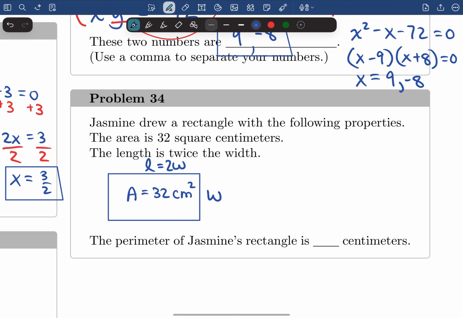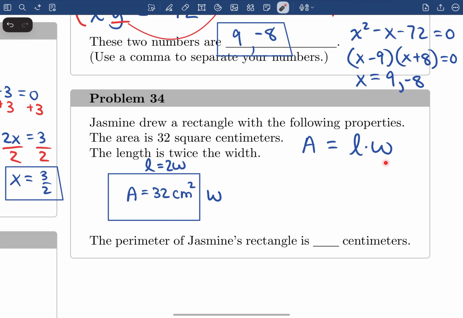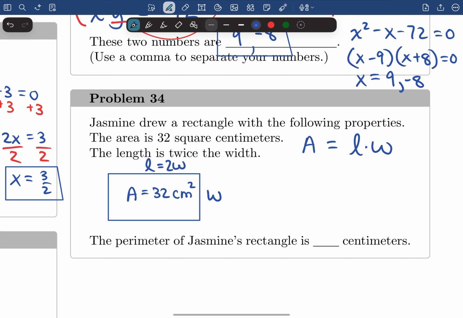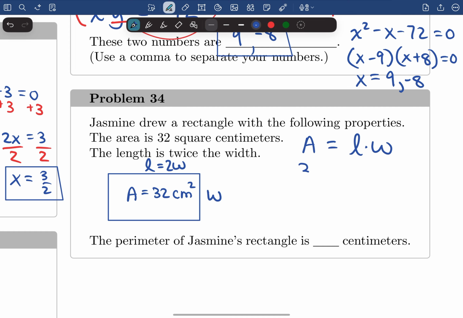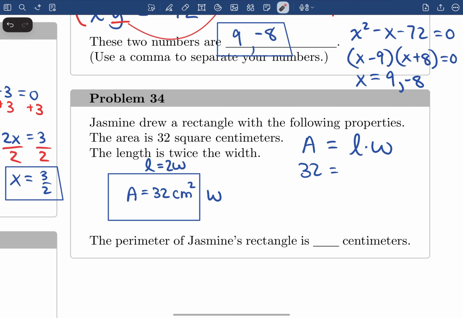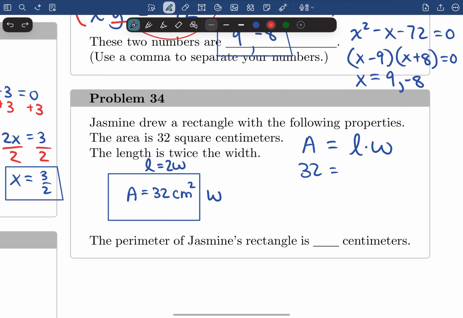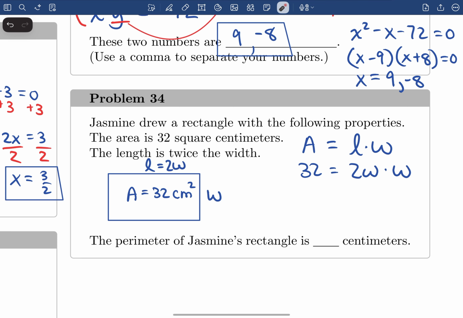Okay, so I can create a formula, right? The area formula of a rectangle. You all know it. You know that area equals length times width for a rectangle. And that's very useful to use. In fact, we can replace A with the value we know. We know the area is 32. So I'm going to replace A with 32. And the length, I can replace the length with 2W, right? Because the length is 2 times the width. So I'm going to call the length 2W. And I'm going to multiply that then with W, right? Because length times width is 2W times W.